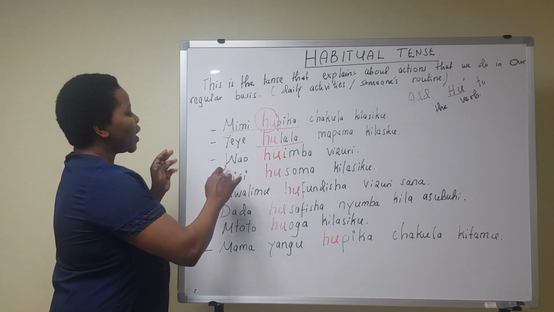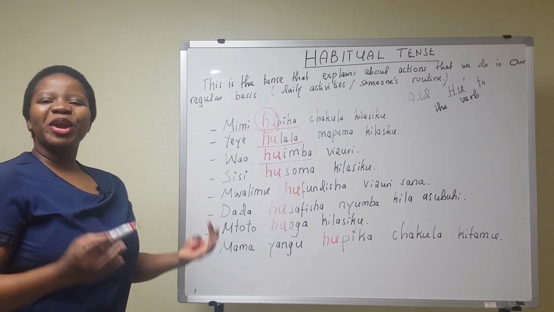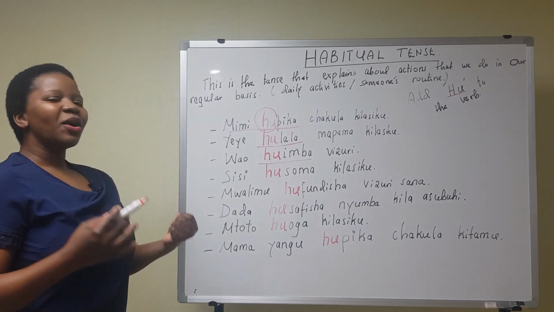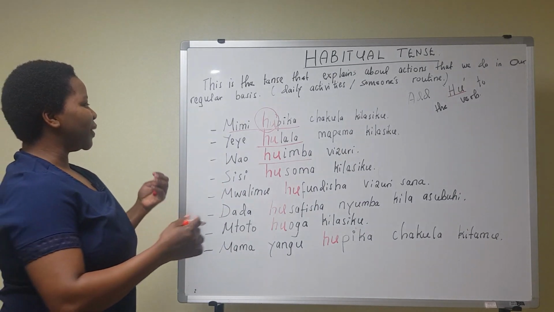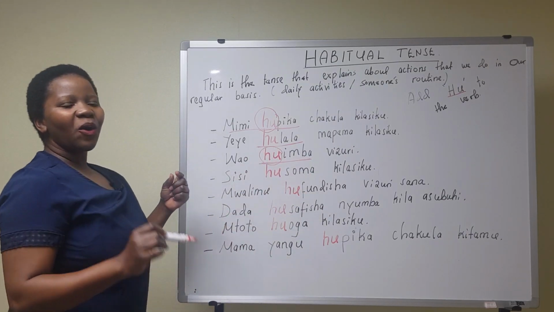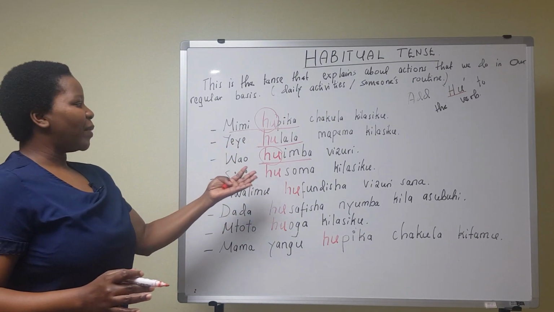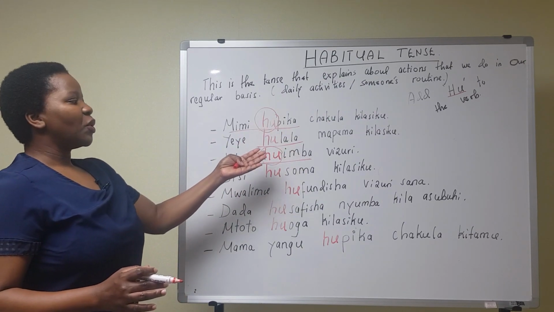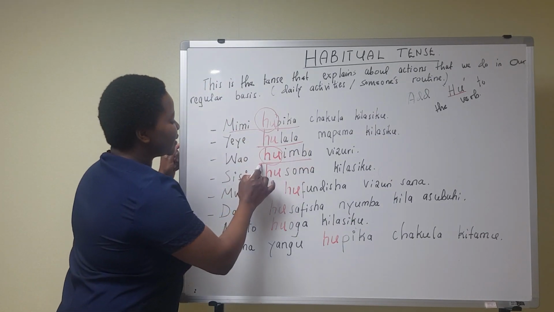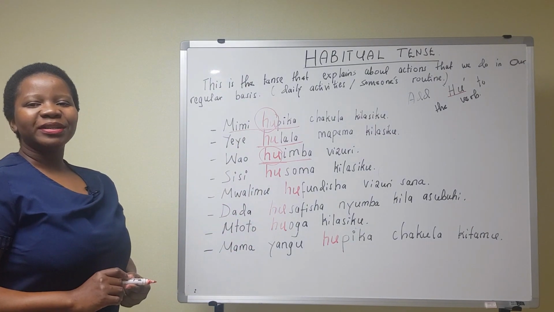Another example says, wao huimba vizuri. They usually sing very well. So huimba, the tense marker is "hu". This explains that they sing very well, and the tense marker "hu" explains that this is habitual tense.